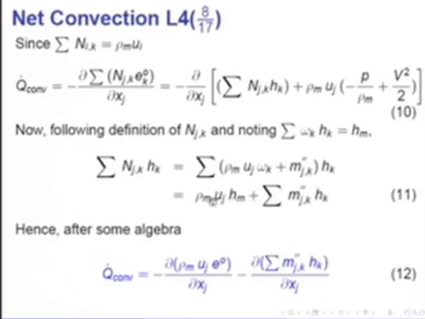And therefore, if I replace this term here, then you will see you have rho m u j h m minus p by rho m plus v squared by 2, which would be written in this fashion, and then the leftover term, the diffusion flux term, that would be given by that term. So, that is the expression for the convective flux.